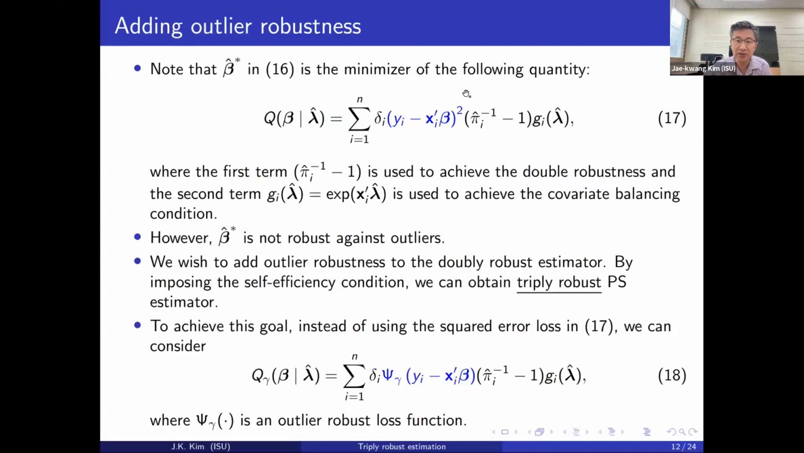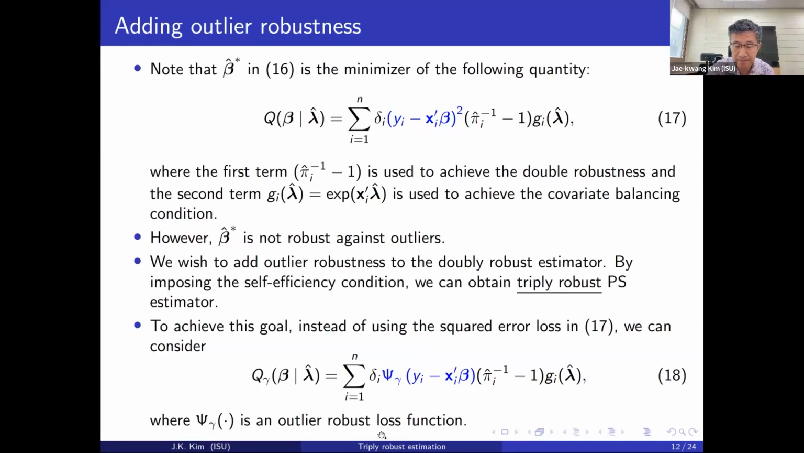But you can see that because this is a least square, it is not necessarily robust against outliers. So maybe we can use a different objective function, something like this, and then we can even do better, to come up with something triply robust, in the sense that we can make it robust against outliers, in addition to being already doubly robust. So that is basically the idea.